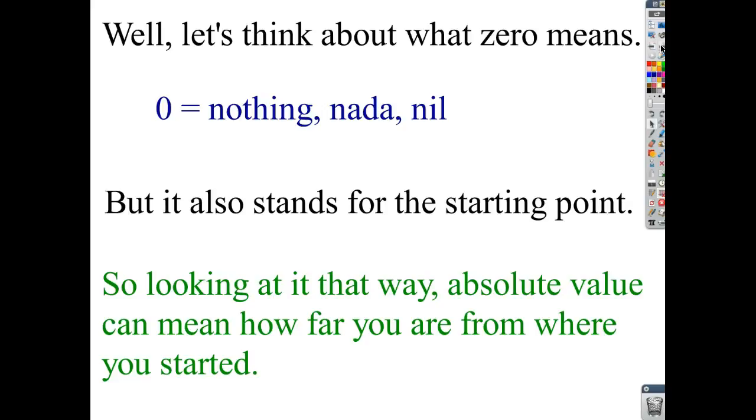So if we look at it that way, the absolute value is how far we are from where we began, right? How far are we from where we started? And so let's take a look at this. This is an absolute value symbol, those bars on the side there. And what it's saying is how far is 7 from the beginning, or how far is 7 from the start? Unless we're told otherwise, we assume that the starting point is 0.